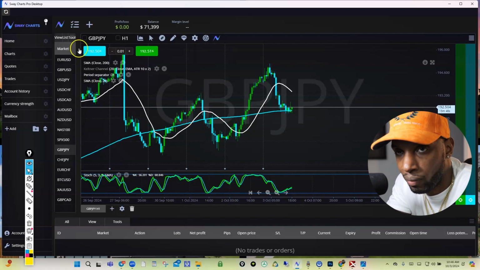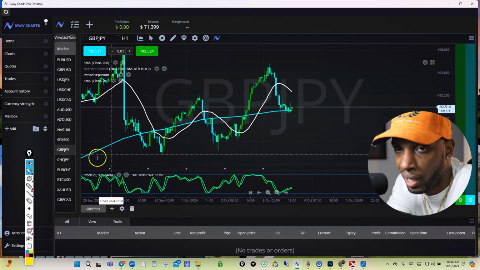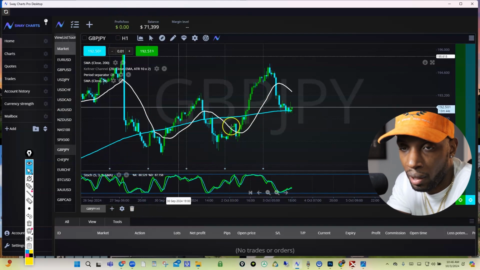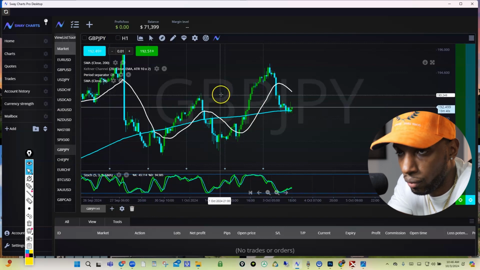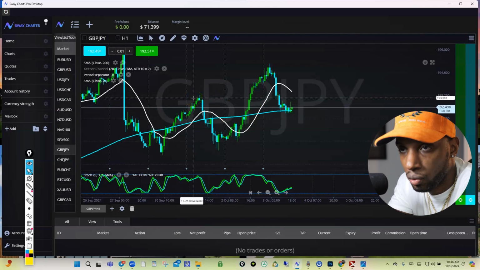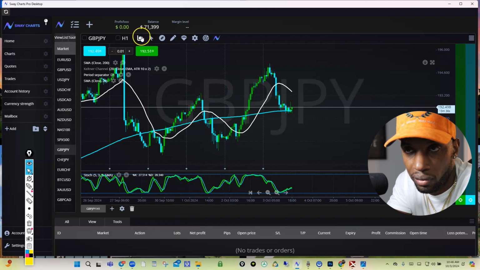All right, this one right here is equivalent to MT4, MT5, actually way better. The other one, they do have a Sway charts that's equivalent to TradingView. So if you like TradingView better, you can use that one. I like using this one because I'm used to MT4, MT5.